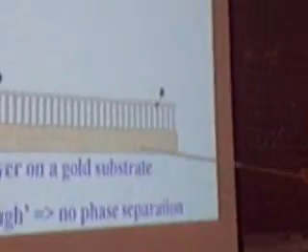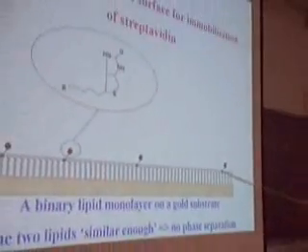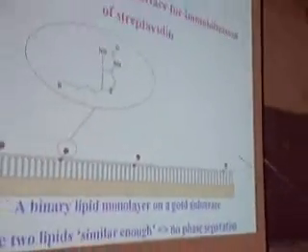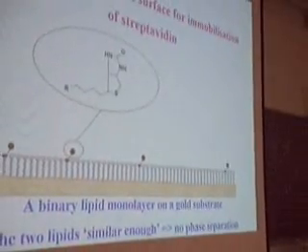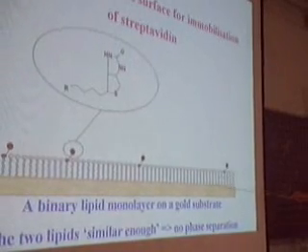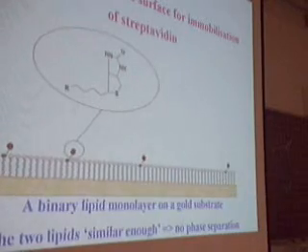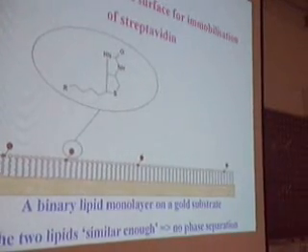Because if we have a phase separation, then these all would end up in the same position, and we don't have the homogeneous functionality anymore. But the chains are more or less the same for both lipids. That's why the risk for phase separation can be kept pretty small.